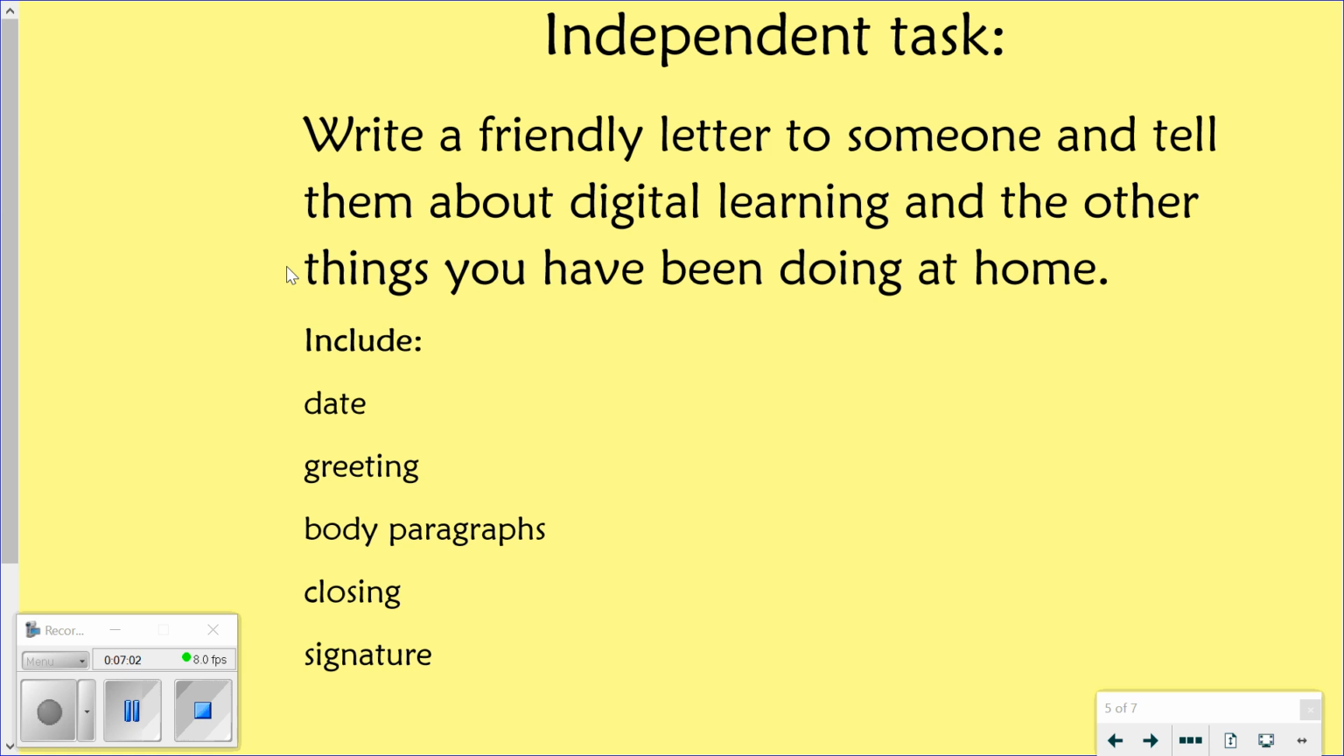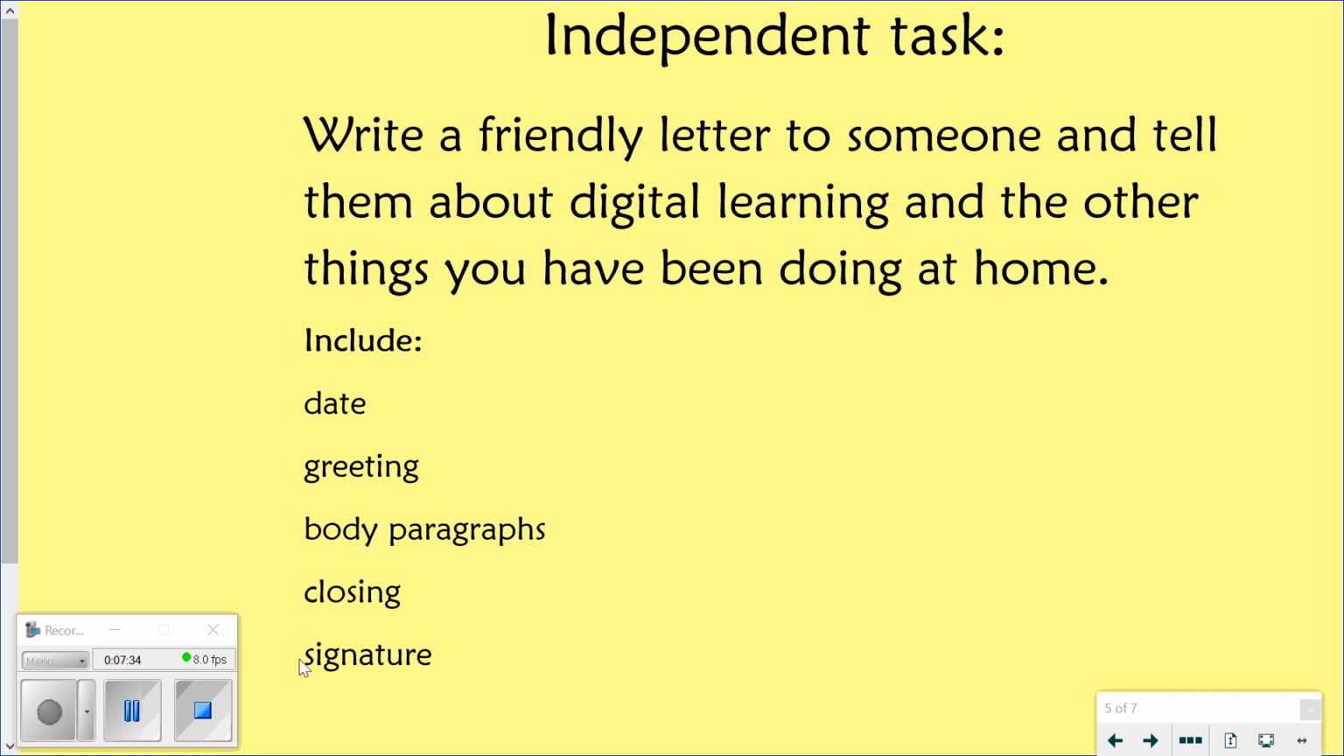Is it a friend? Do you have a special friend you want to write to? Do you want to write to your grandma? Do you want to write to a cousin? So think about who is somebody you can write a friendly letter to and tell them about digital learning, this learning that we're doing right now on the computer, and then some of the other things you've been doing during this time. So I want you to make sure you include these elements, the date, the greeting, body paragraphs, and we talked about having 2, a closing, and then a signature.